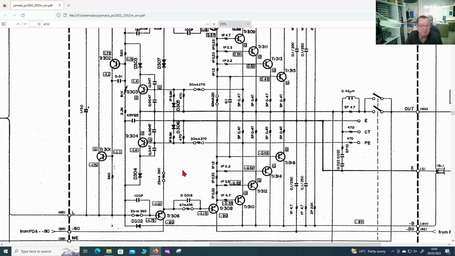I've not seen this before. I wouldn't say it's rare. It's just an interesting design. I've not seen this.